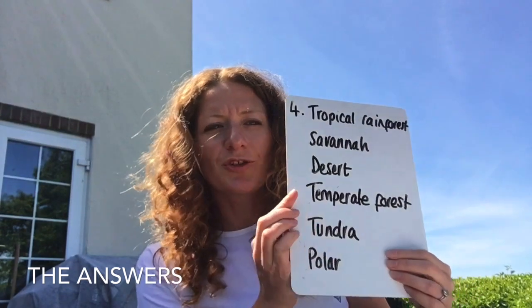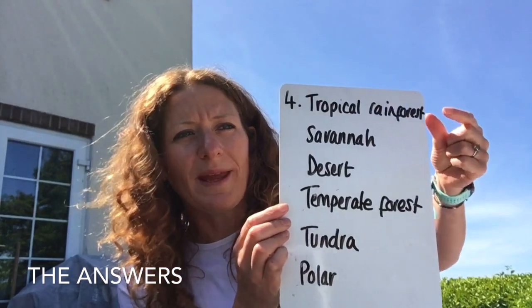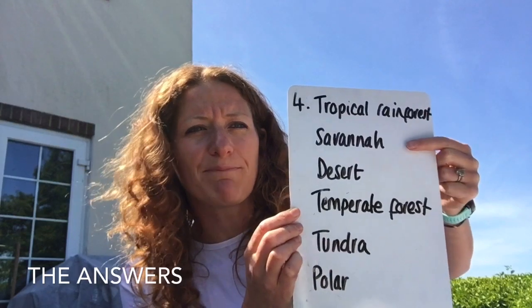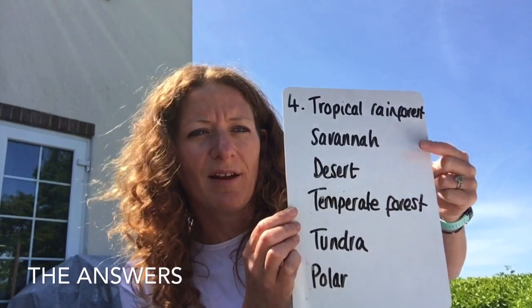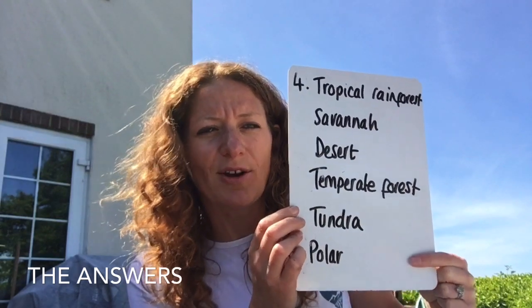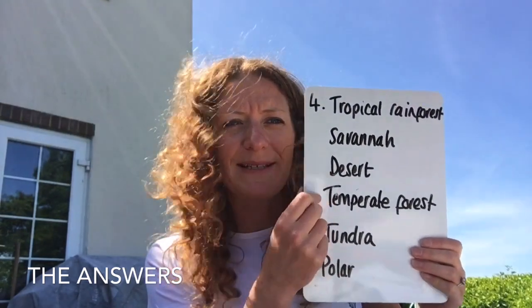Okay, so you might notice as well that actually now we have studied Borneo, which was the tropical rainforest. We've studied Botswana, which was our savanna. We've studied Canada, which was our tundra. And we've studied Antarctica, which was our polar region. So that probably gives you a clue about which one we might be studying in today's session.